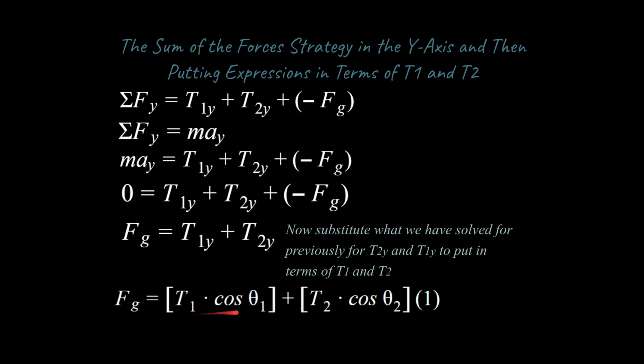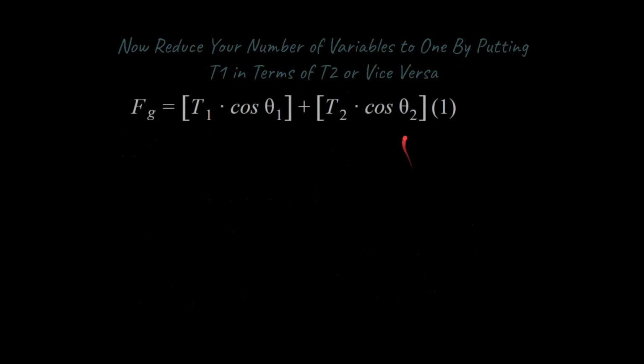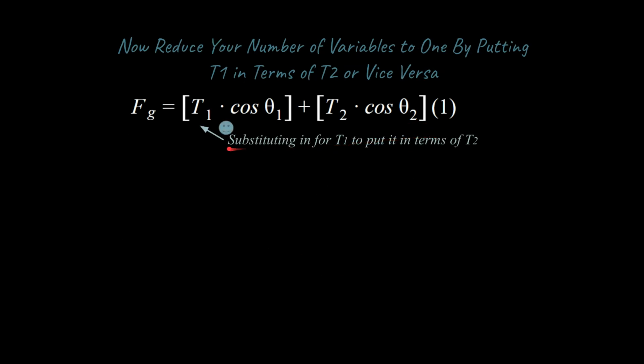So let's go ahead and do that. I've now substituted in what I had done previously for tension 1y here, and tension 2y here. I'm going to call this equation 1, so when I come back to it on the next page, you know what I'm talking about. Same equation up here. And next, what we can do is substitute in. So we have T1 over here, T2 over here. We want to reduce the number of variables that we have to work with. That's the name of the game for these kinds of problems. You always want to reduce the number of variables if at all possible.